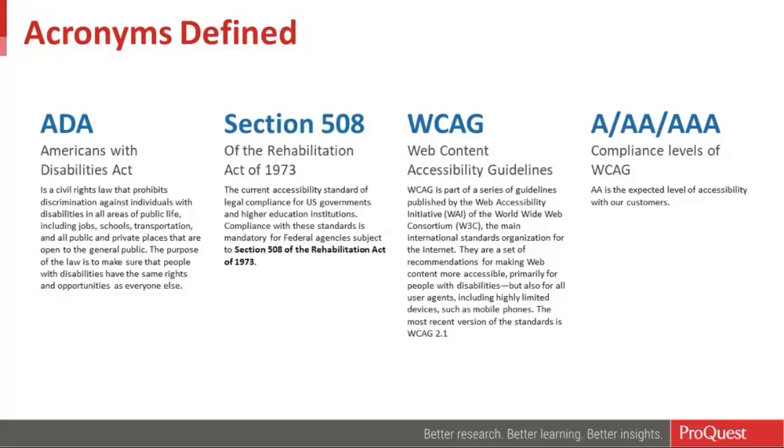WCAG is the Web Content Accessibility Guidelines. That comes out of the W3C, the World Wide Web Consortium that I mentioned with Tim Berners-Lee earlier. The WCAG versioning is something that's constantly changing. The official version is 2.1 right now. 2.2 just went live with its first public release for comment. So that's going to be another version that we'll see before the year is over. And then A, AA, AAA are the different compliance levels of the WCAG.